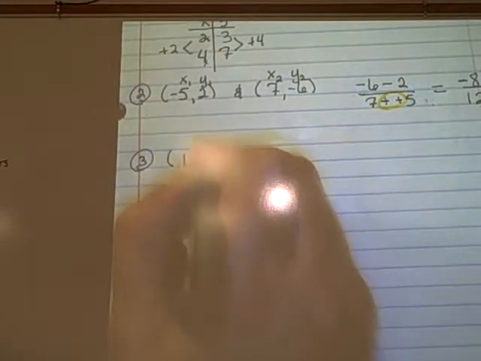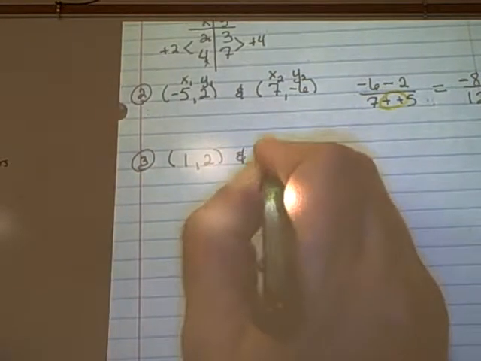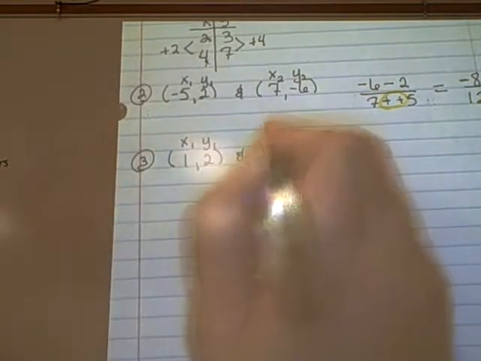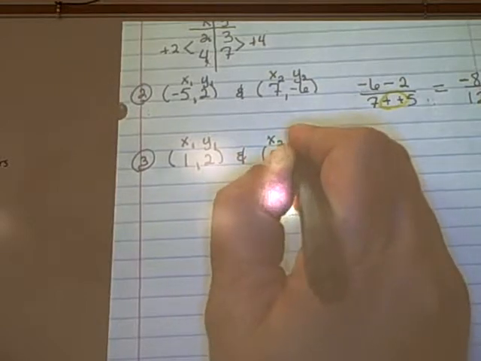1, 2, and 5, 2. This one's kind of special. This is x1, y1. This is x2, y2.